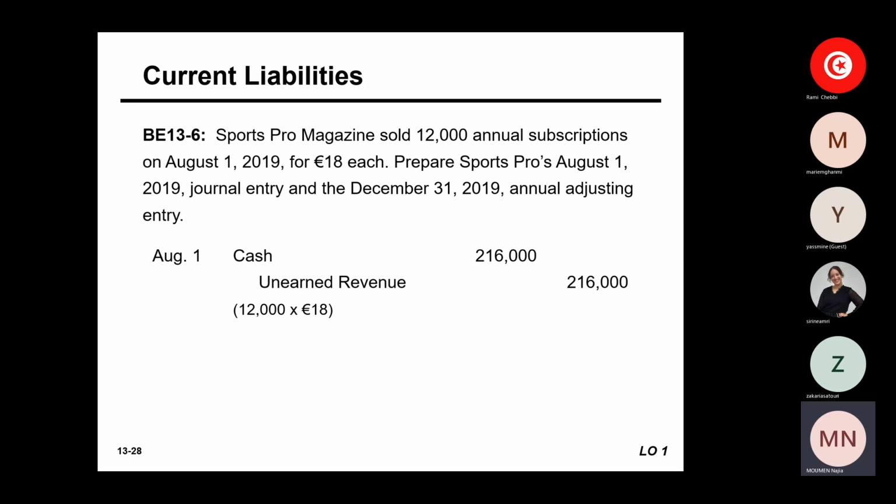So from August 1st until December 31, we count how many months, or volumes of this magazine, were already delivered. I guess we have 4 or 5. So we have 5 magazine volumes that were delivered. For that reason, we should adjust. For these 5 volumes, we should now recognize a revenue that is already realized, because we have a performance obligation that is satisfied.